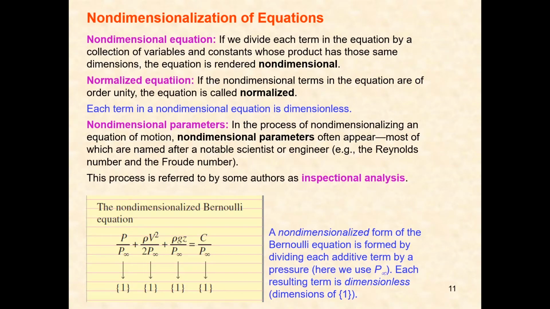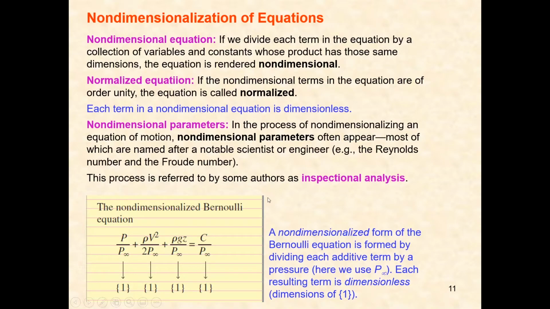Now, non-dimensionalization of equations. This non-dimensional equation happens if we divide each term in the equation by a collection of variables and constants whose product has the same dimensions as the term that we are dividing. So what will happen is that the dimensions and the units will be cancelled. If the non-dimensional terms in the equation are of order unity, the equation is called normalized. This is what we have here. Here is the normalized form, so everything, the dimensions, becomes unity.